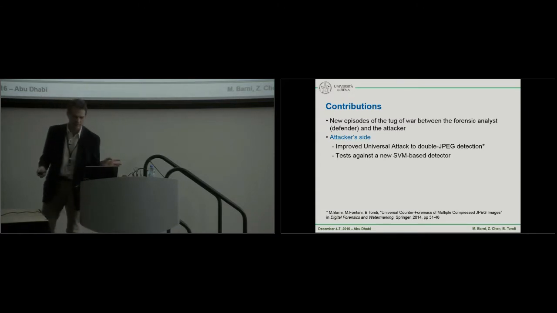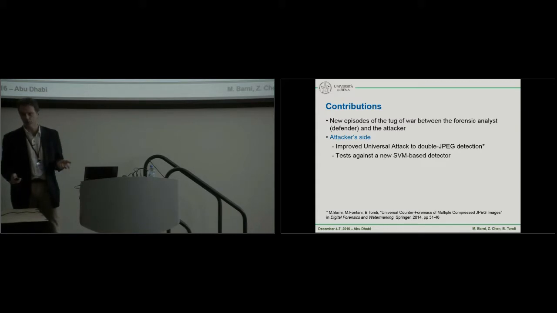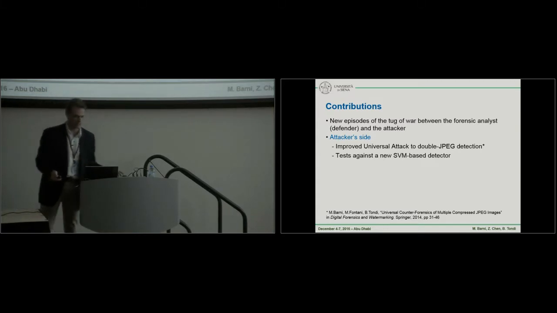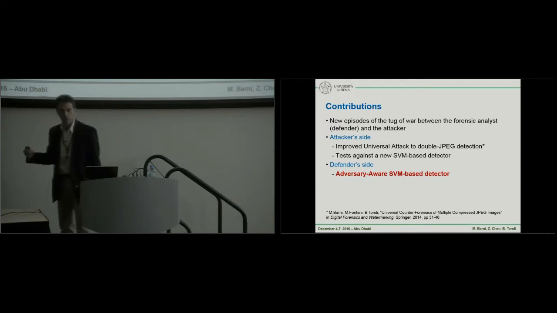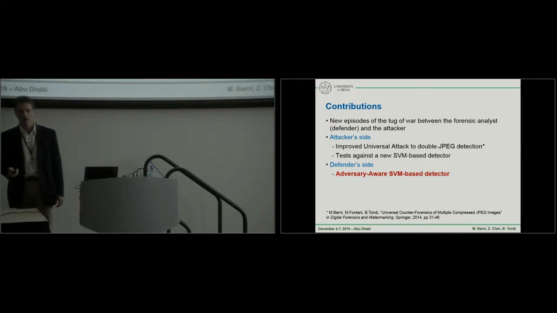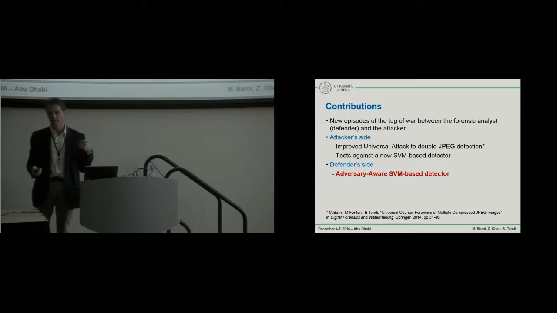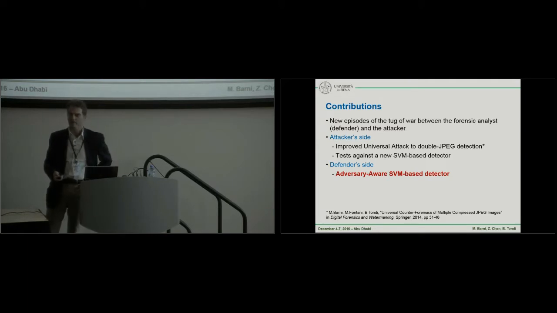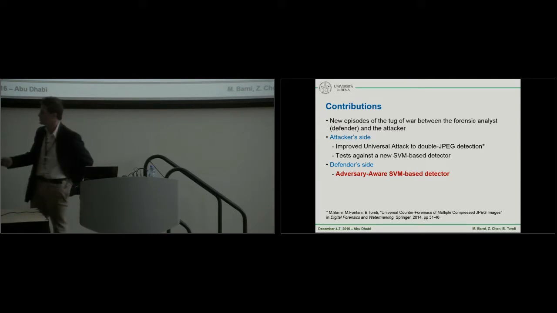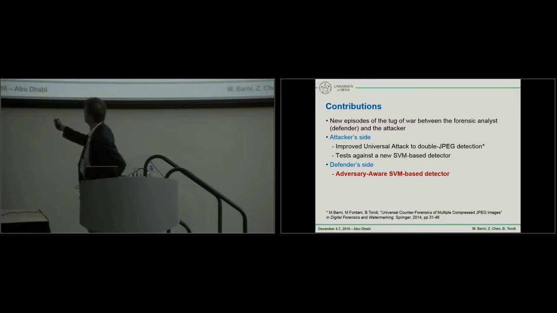From the point of view of the attacker, I will present an improved version of universal attack against double JPEG detection. The reference is here. The old one is here. And then from the point of view of the defender, I will show how we can counter this attack and, more in general, other attacks by developing an adversary-aware detector, which in this particular case is based on SVM.